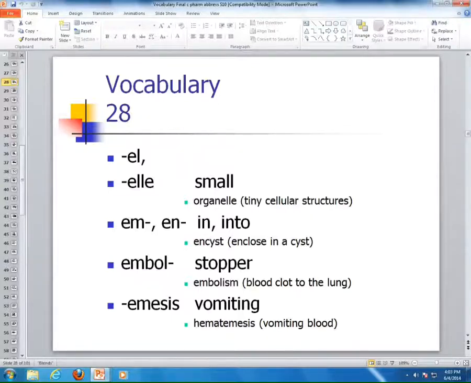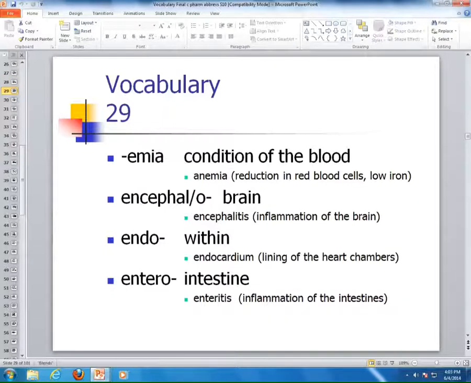M and N both mean in or into. Embol, a stopper. So an embolism is literally a stopper of the blood, like a blood clot that goes to the lung. And then emesis is vomiting. If you had dysemesis, what would that mean? Dys was bad or difficult, right? So dysemesis, bad vomiting, or hematoemesis would be vomiting of blood.